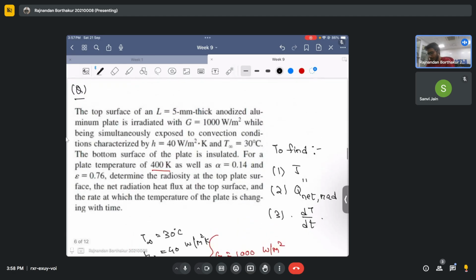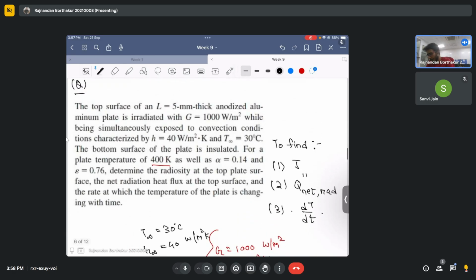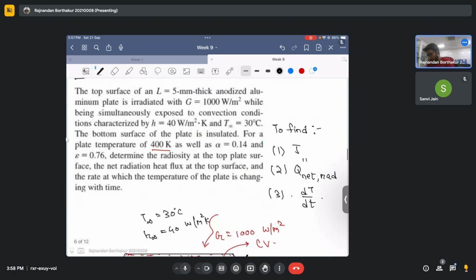Yes, I agree. It was a simple yet important problem, basically because we learned how to deal with radiation and how to calculate the net radiation flux from a surface, and the fact that there is also convection taking place as a mode of heat transfer in addition to radiation.